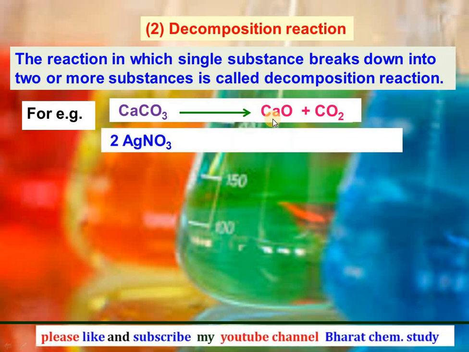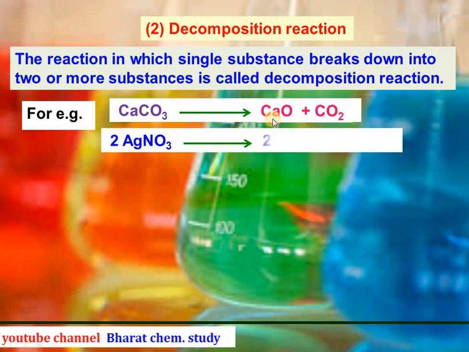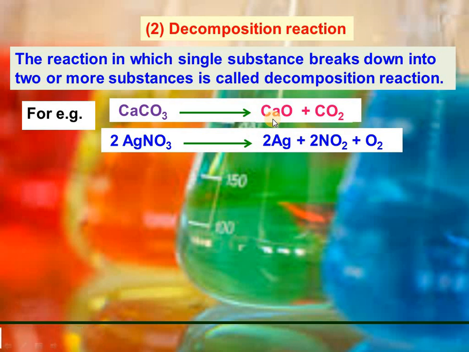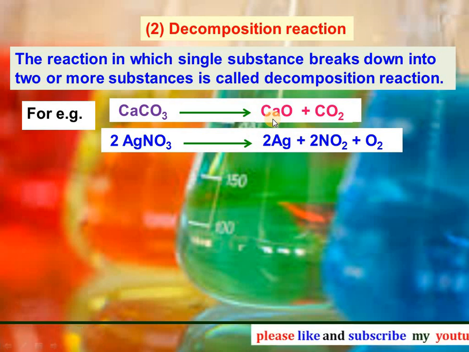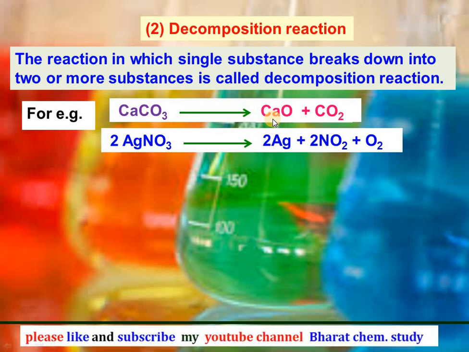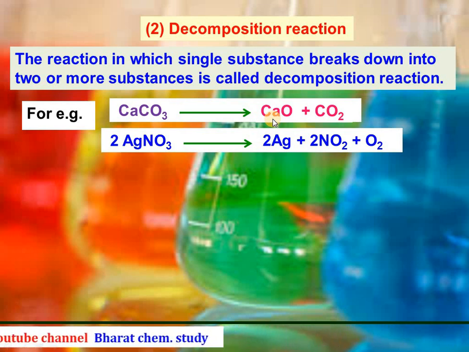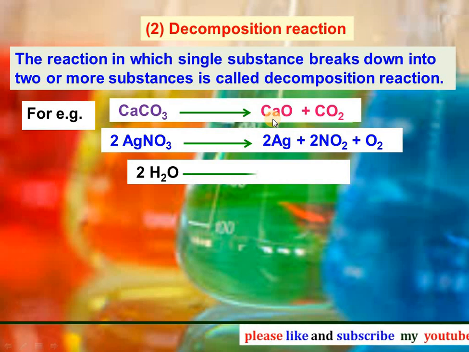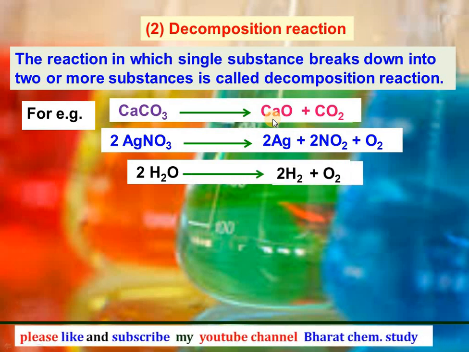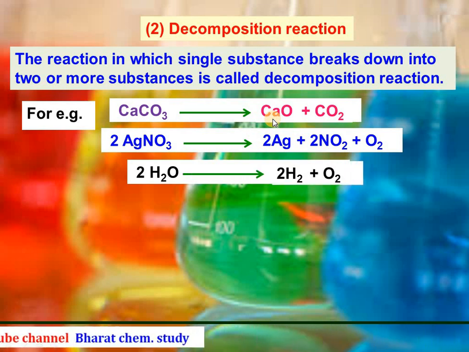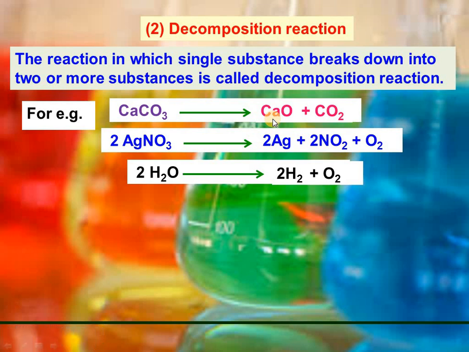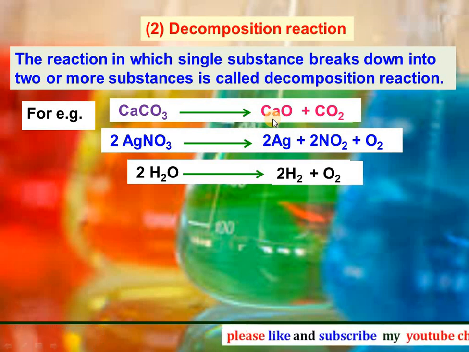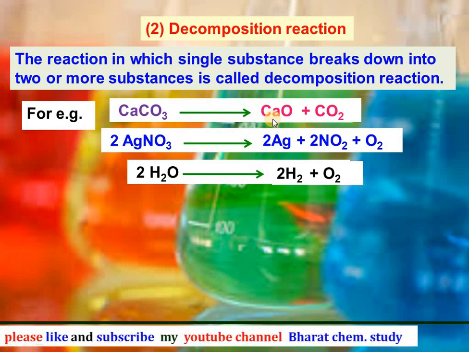One more example: silver nitrate decomposes to give silver plus NO2 plus O2. Here again, the reactant is one but the products are more than one. That's why it is also called a decomposition reaction. One more example: water also decomposes to give hydrogen and oxygen. Here again, the reactant is one but the products are more than one. So it is also an example of a decomposition reaction.